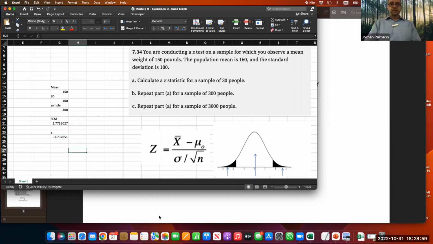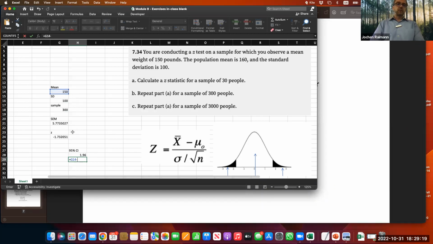If we were to express this differently with a 95% CI, 1.96 is our threshold. That's the alpha that we're willing to accept. Then we would calculate 150 minus 1.96 multiplied by our standard error of the mean. That would be our lower bound. That would be the upper bound.